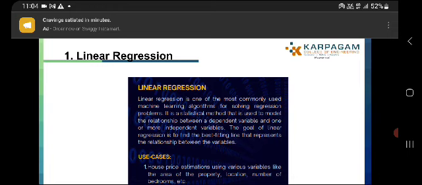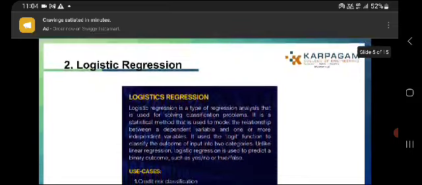In simple linear regression, a single independent variable is used to predict the value of the dependent variable, whereas in multiple linear regression more than one independent variable is used to predict the value of the dependent variable. The second algorithm is logistic regression, a supervised learning algorithm which is used to predict categorical variables or discrete values. It can be used for classification problems in machine learning, and the output of the logistic regression algorithm can be either yes or no, 0 or 1, or true or false, and so on.